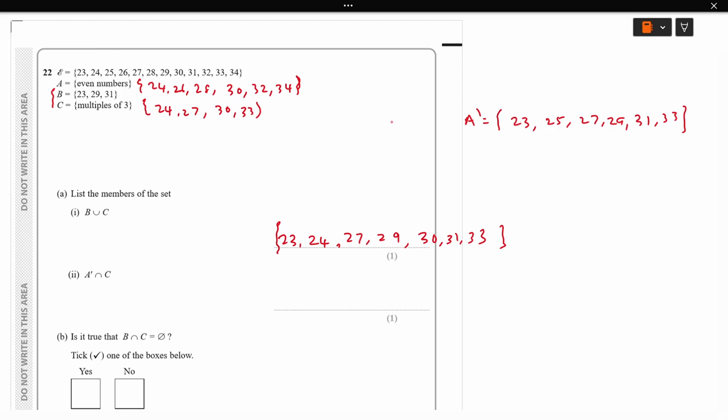Now the elements of C are going to be 24, 27, 30, and 33.